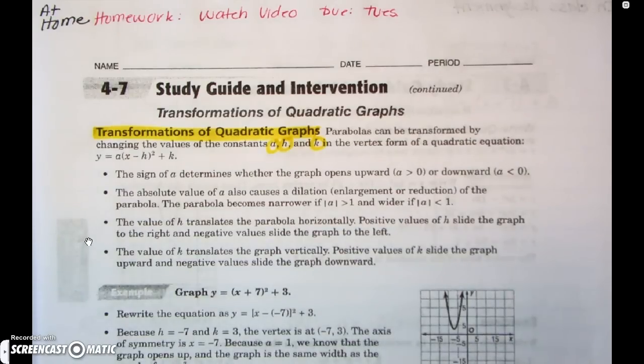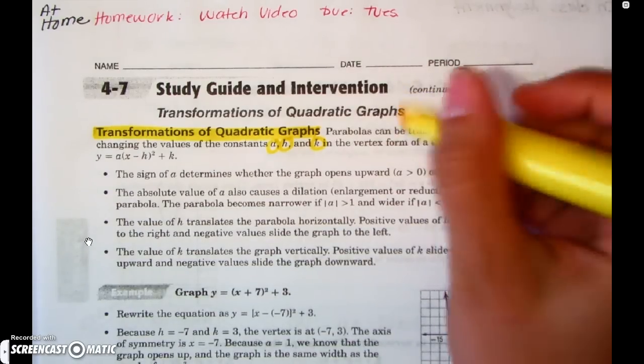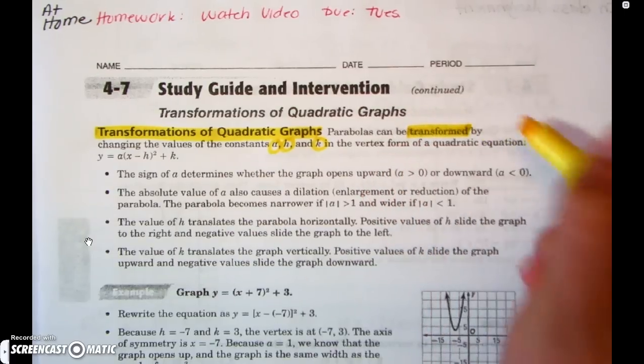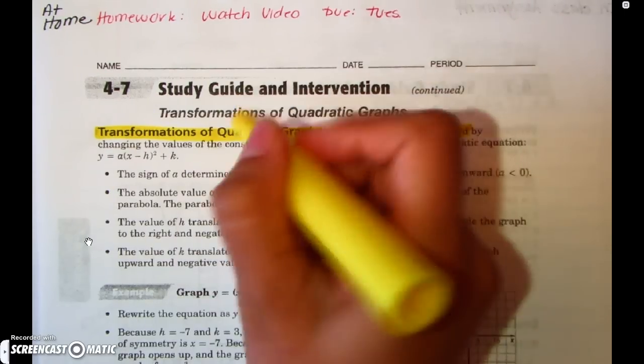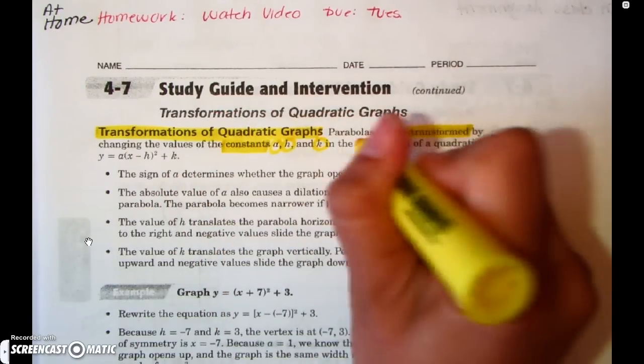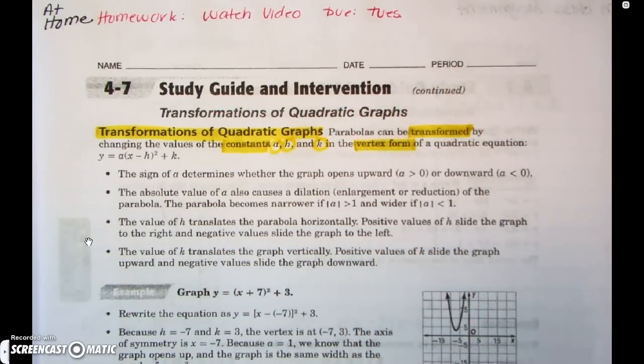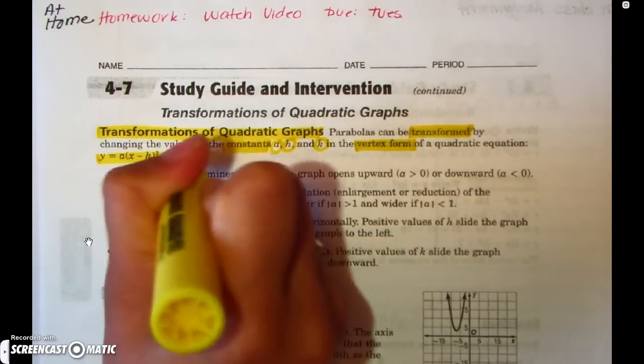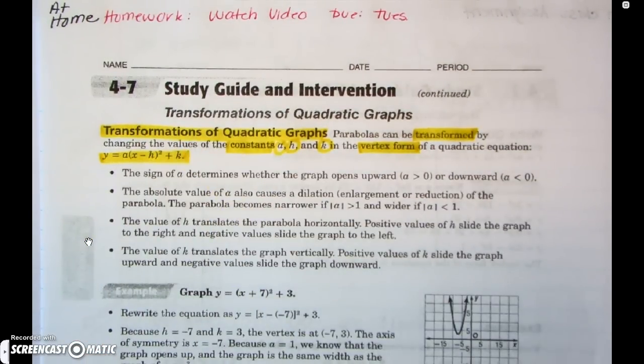So all of these are important words to highlight. Transformed. How are they transformed? By changing the constants a, h, and k. What form does it have to be? In vertex form.